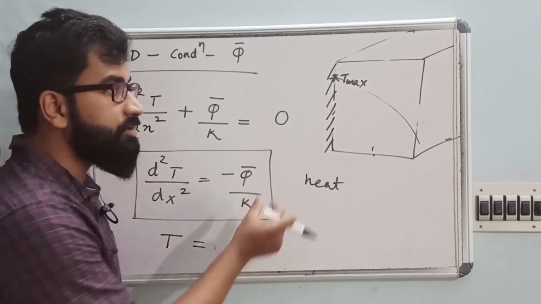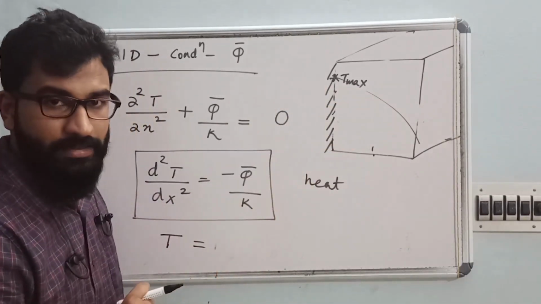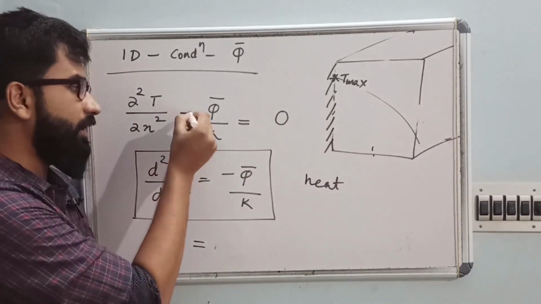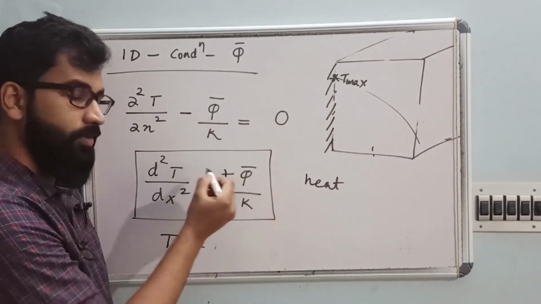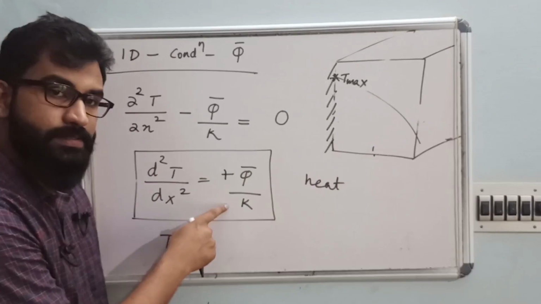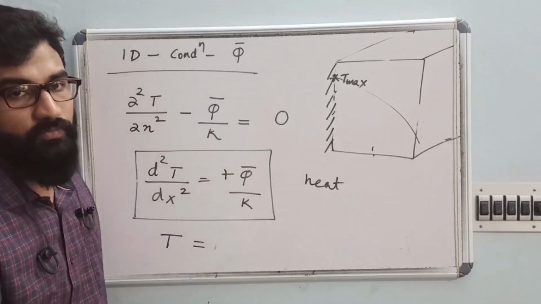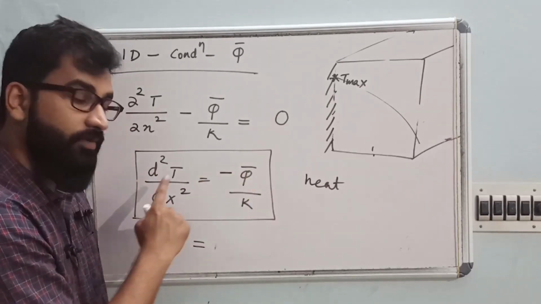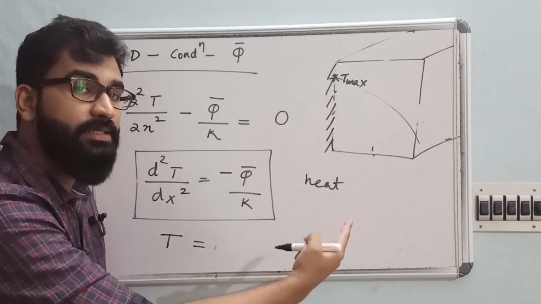In heat generation, T max will come at the insulated face. But in the case of heat consumption, what will happen? Here, your sign will become negative, so this will become positive. So the second derivative is positive, so it will be a point of minimum. In heat generation, your second derivative was negative, so it was a condition of maxima.